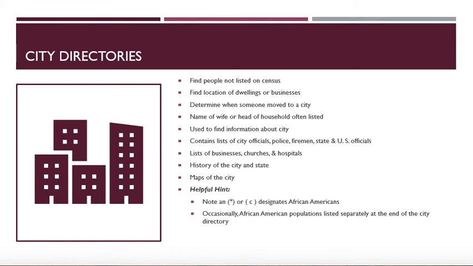Other lists will include city officials, police, firemen, state, or U.S. officials. African Americans are often designated in city directories with a C or an asterisk. In some cases, the city directory may be separated into African American and white sections.